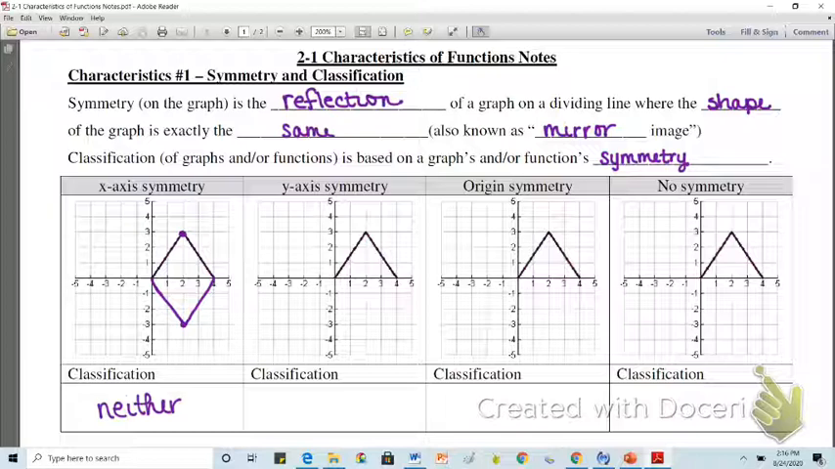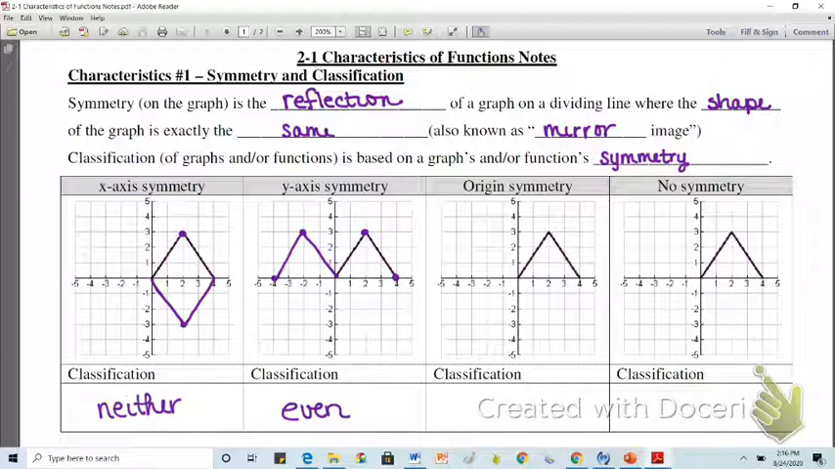Y-axis, as you remember, will be your vertical axis. So if I want to reflect this over the y-axis, those two points would end up right there. So my graph would look like that. If it has y-axis symmetry, it is an even function.